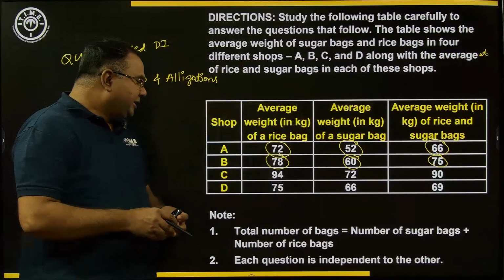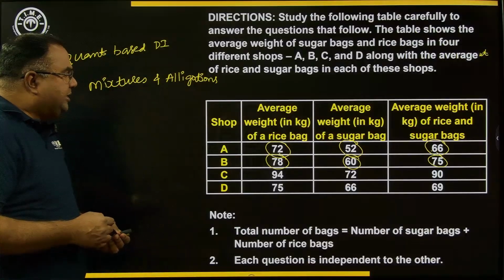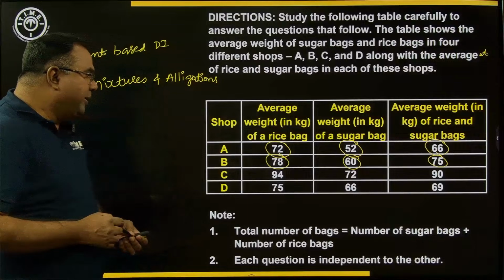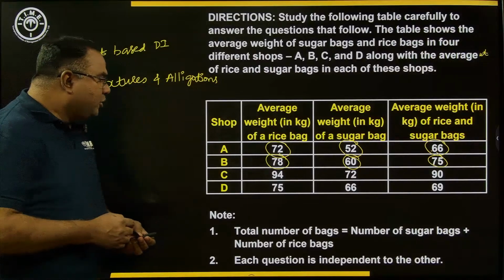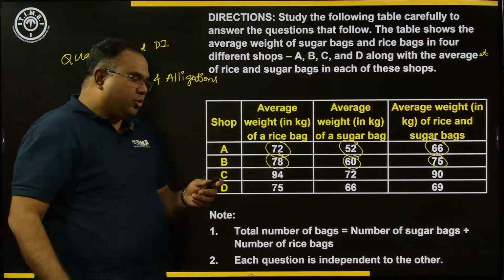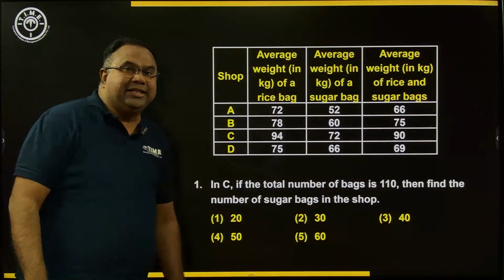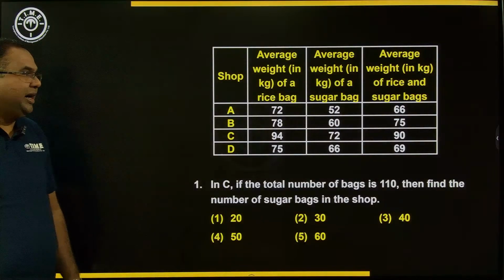Let's look at this. Total number of bags is number of sugar bags plus number of rice bags. When I say total bags, it is number of sugar bags plus number of rice bags. Each question is independent of the other question. So let's start. This is the first question on your screen. I'll give you 30 seconds of time. I want you to solve and give me the answer.